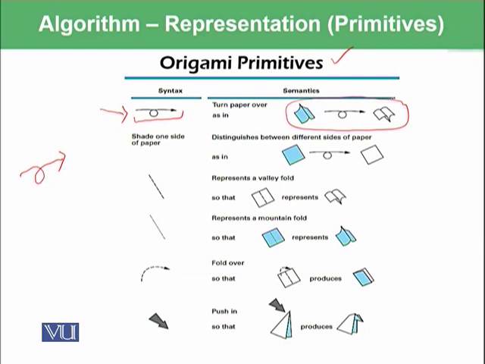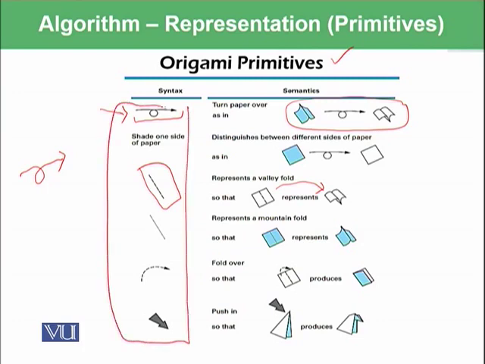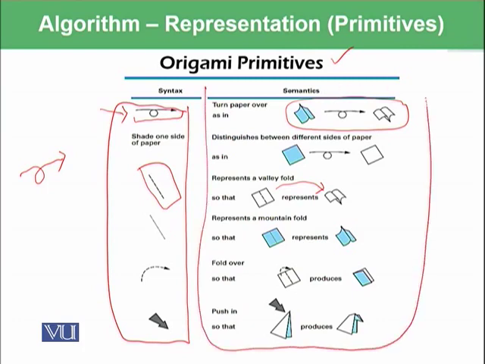Then, when we have such a symbol, it means represent a valley fold, like a folded book. So every primitive defined here in a syntax has semantics which are defined here. These are the primitives of origami. However, we will learn about computer science primitives in detail in the next module.